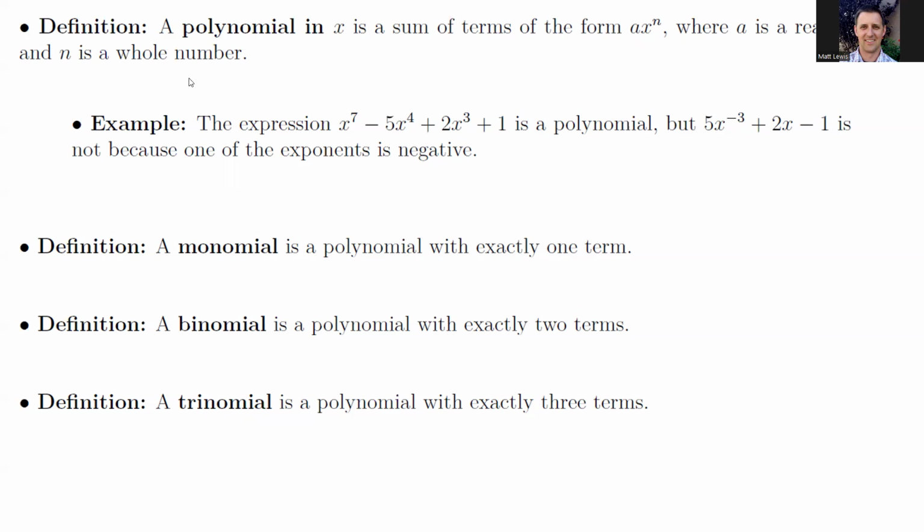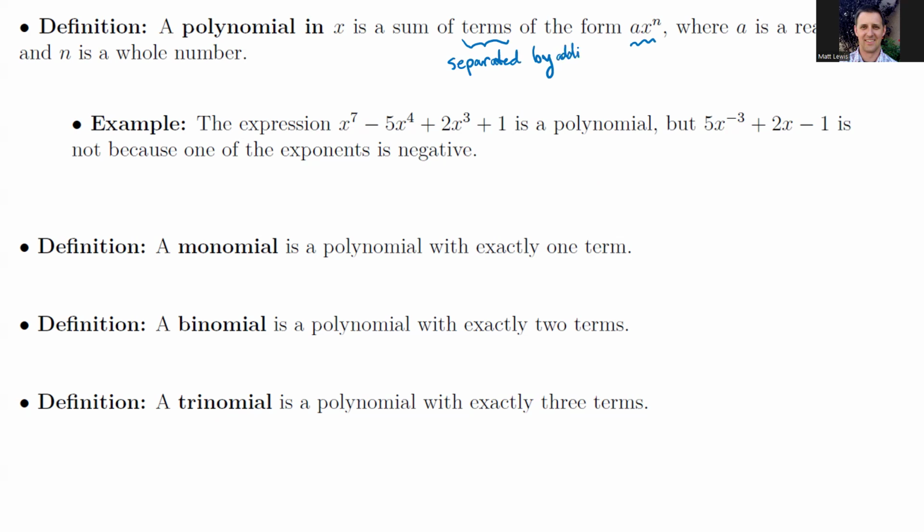A polynomial is a sum of terms that have the form a times x to the n, where a is just a number and n is a whole number, right? And the other thing it's important to make sure we're clear on is this when we say terms. When we talk about terms, that means things that are separated by addition.